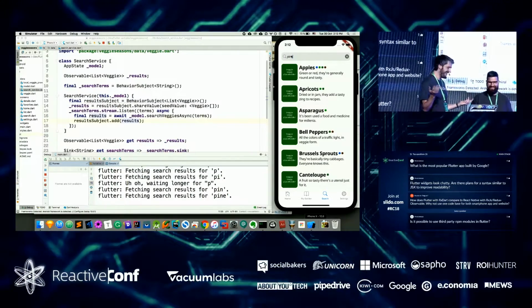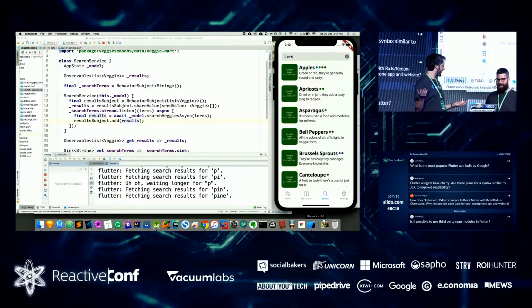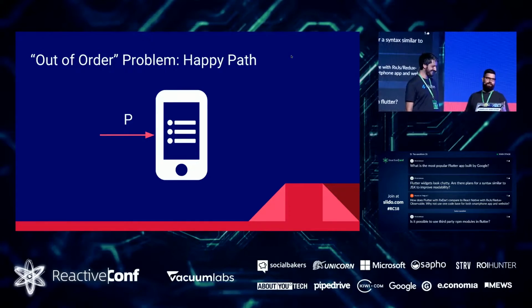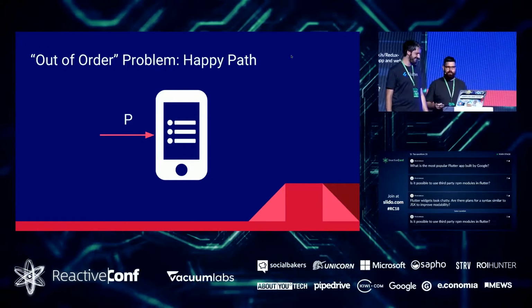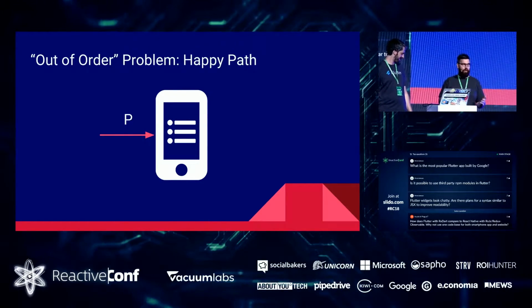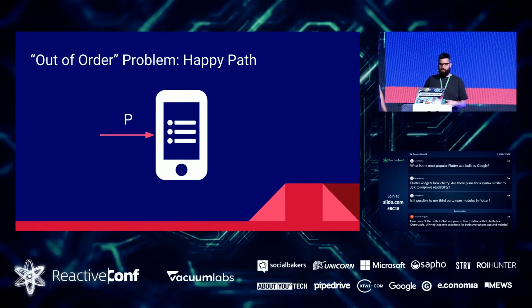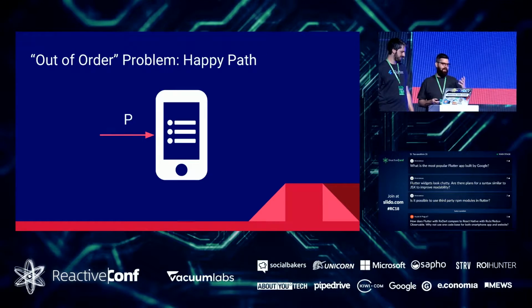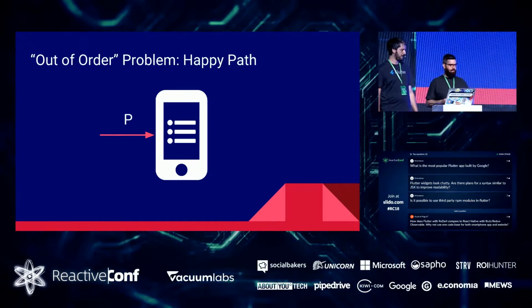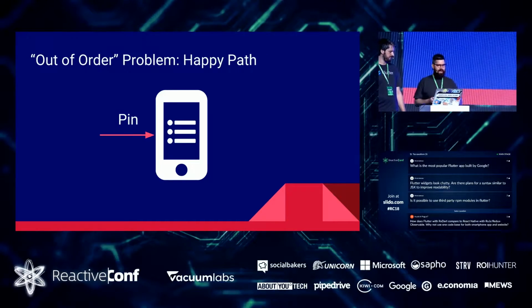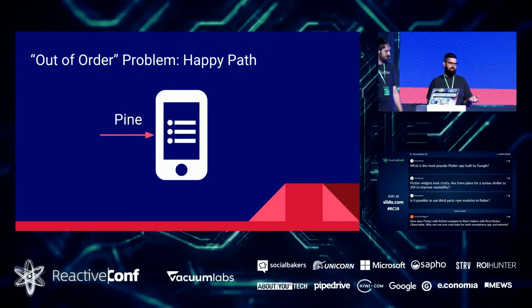You said Rx is great. Yeah, you just made more problems, right? So in this case, we're dealing with async code, as Filip mentioned, and we're dealing with a problem where we can't guarantee that these results will come back in order. So in this case, the happy path is you search for the letter P, and the results come back within constant time, 200 milliseconds, then PI, then PIN, and then pine finally.